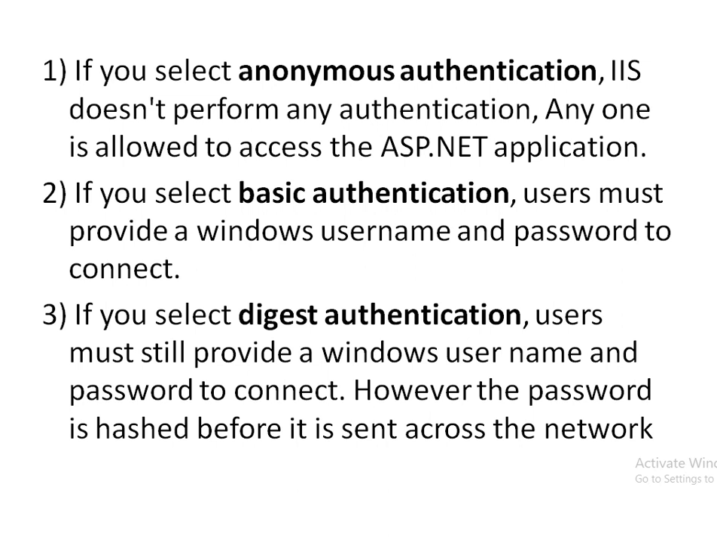Second one is basic authentication. If you select basic authentication, users must provide a Windows username and password to connect. However, this information is sent over the network in clear text, which makes basic authentication very much insecure over the network. Third one is digest authentication. If you select digest authentication, users must still provide a Windows username and password to connect. However, this password is hashed before it is sent across the network.